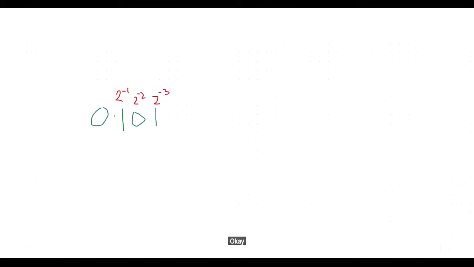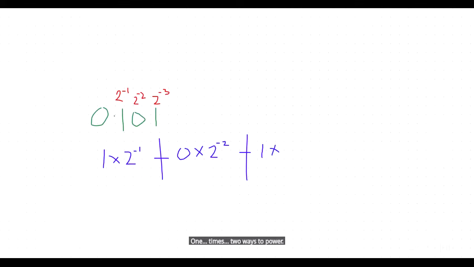So this will be 1 times 2 raised to power -1, plus 0 times 2 raised to power -2, plus 1 times 2 raised to power -3.